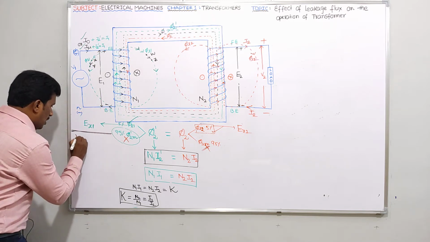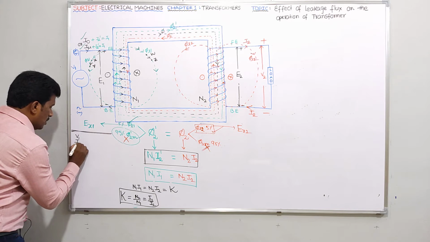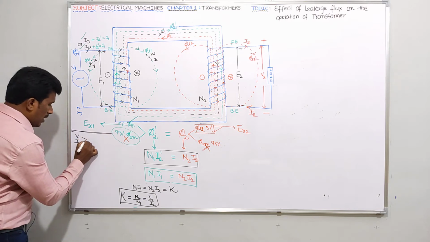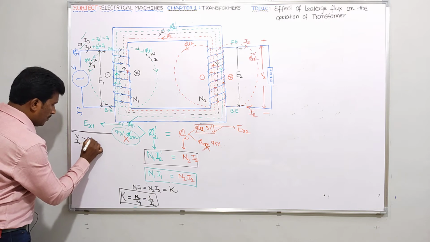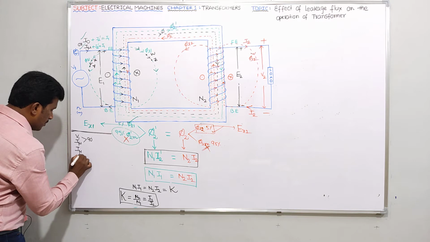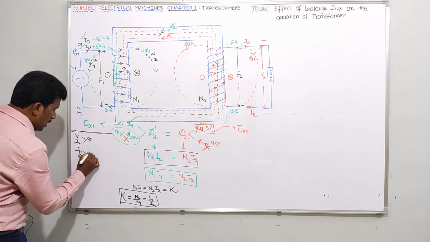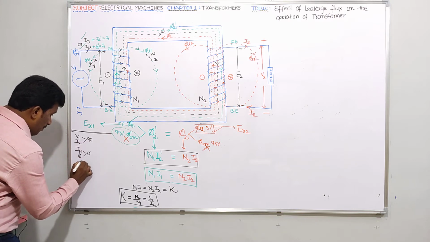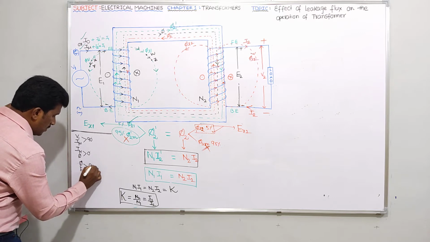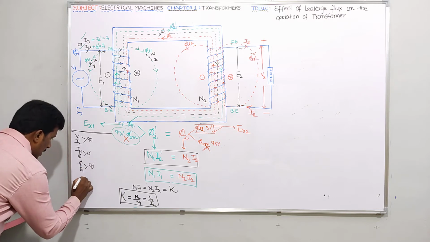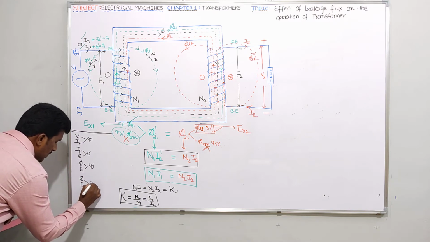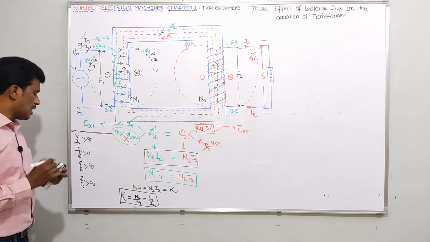What is the angle between V1 and I mu? I already told. Angle between V1 and I mu is 90 degrees. Angle between I mu and flux, how much? I mu and flux, I am saying. Okay, 0. Angle between phi and E1, how much? You can say 90 degrees because of Lenz's law. Angle between phi and E2 also once again, how much? 90 degrees because of once again Lenz's law.